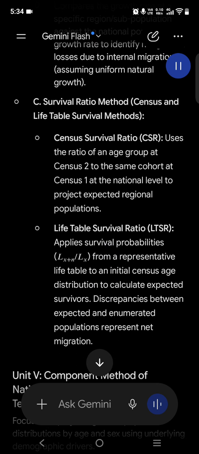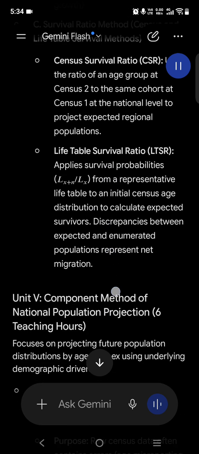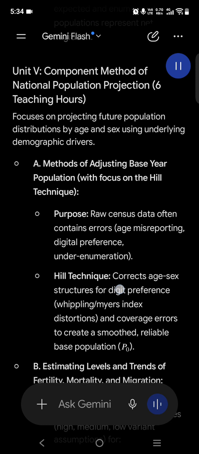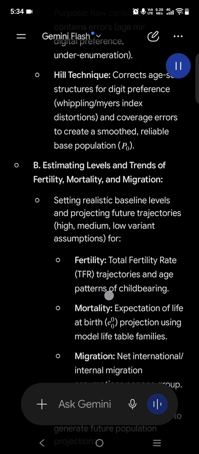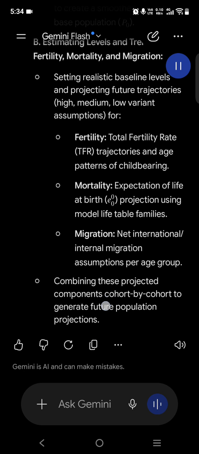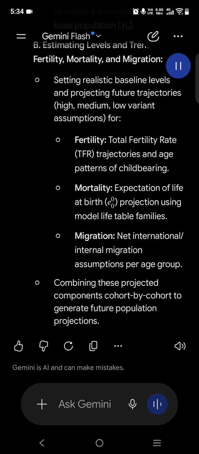A. Definition, need, and evolution of indirect techniques. Need: direct measures rely on 100% complete birth/death registration. Where registration is incomplete, indirect methods reconstruct measures using census or survey.